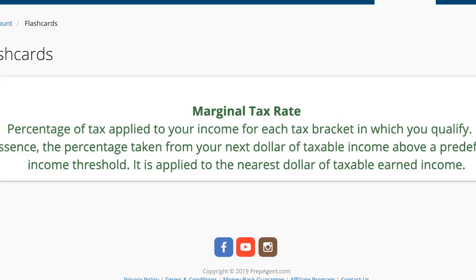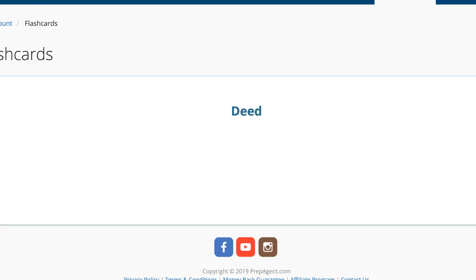Okay. A deed. What is a deed? If you want an example for a marginal tax rate, it has to do with tax codes that get you into the next tax bracket. So if you make more money, you pay more taxes. That's what it has to do with. Okay, so a deed is evidence of a transfer.